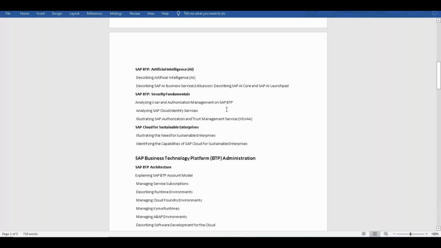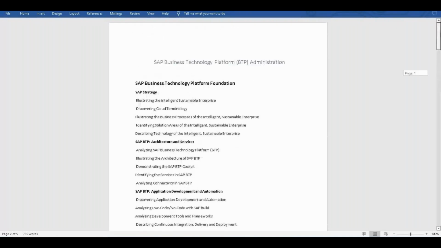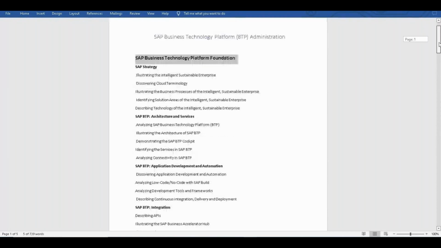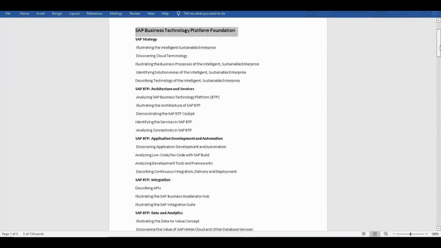See, I designed this training. The initial part of this training is understanding this business technology platform foundation. Part of this foundation will be learning about all the core concepts, the basic concepts, the big picture you'll be having here. It may be knowing about the SAP strategy of particularly providing this intelligent, sustainable enterprise solution.